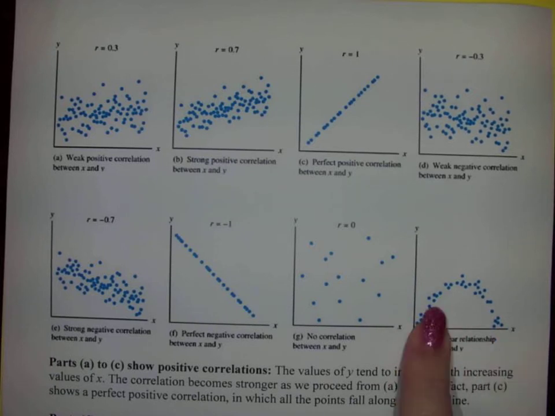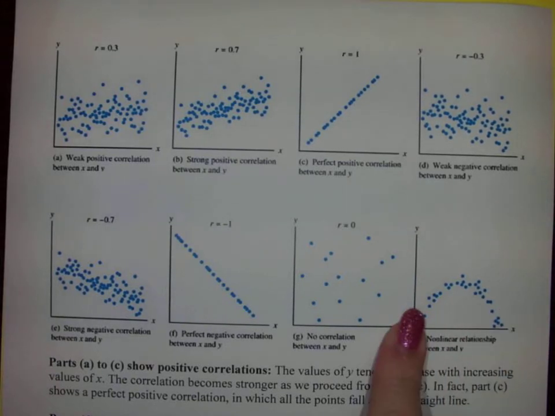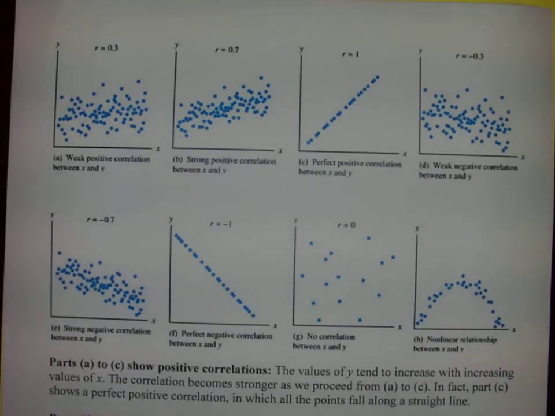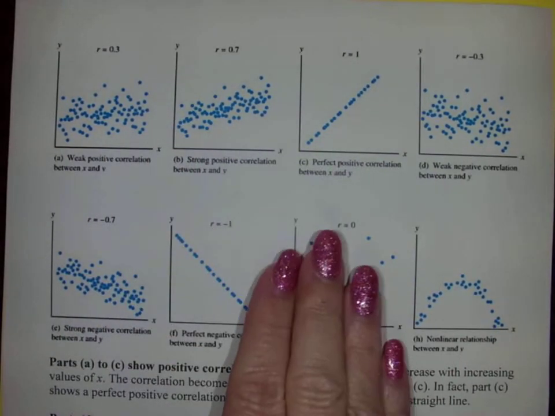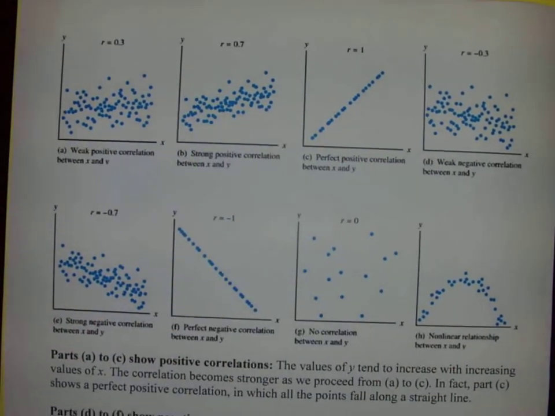And this would be a nonlinear relationship. We can kind of see these. This is not a line. This is more like a parabola, right? An upside down parabola, but still. So this is not linear. Mostly what we're going to deal with here are going to be linear ones. All right.